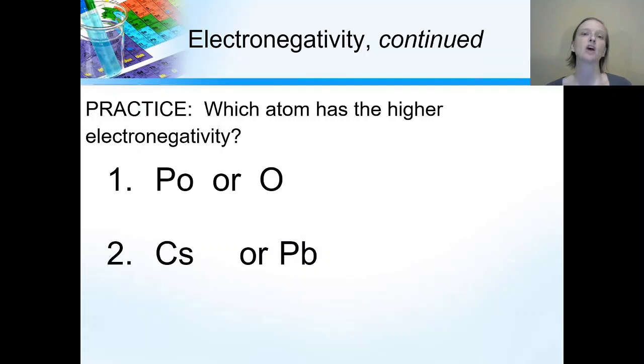So let's practice. Which atom has the higher electronegativity, polonium or oxygen? Oxygen is further up the group, so it has the higher electronegativity. How about cesium versus lead? Lead has the higher electronegativity because it's further to the right on the periodic table.